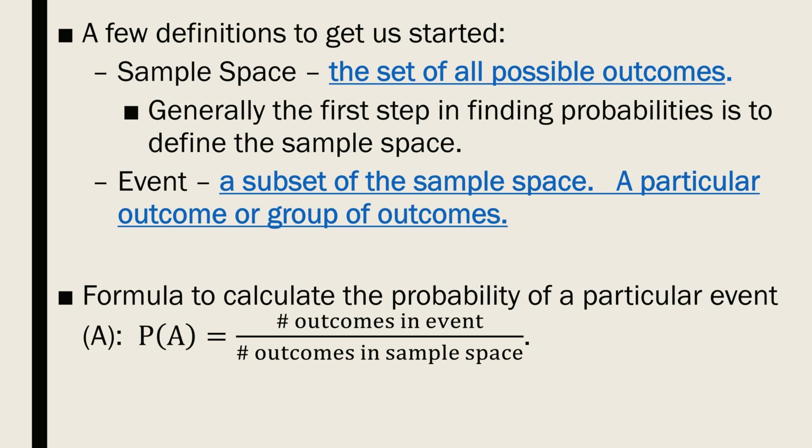Here is a formula to calculate the probability of a particular event. The probability that event A happens equals the number of outcomes in the event divided by the number of outcomes in the sample space.